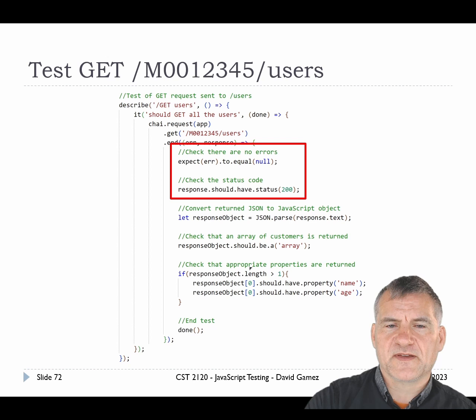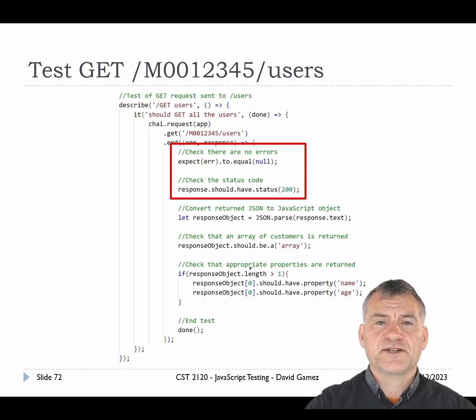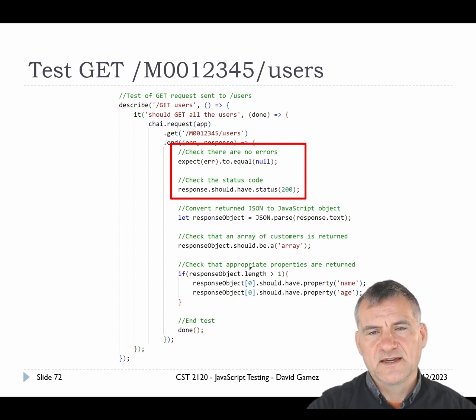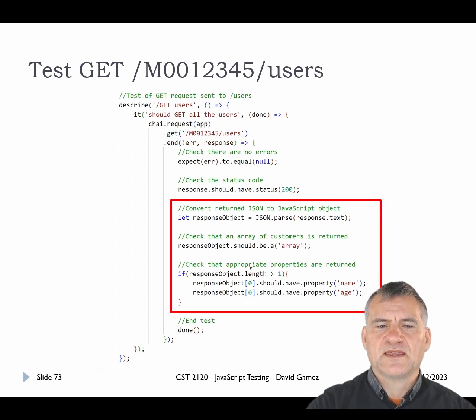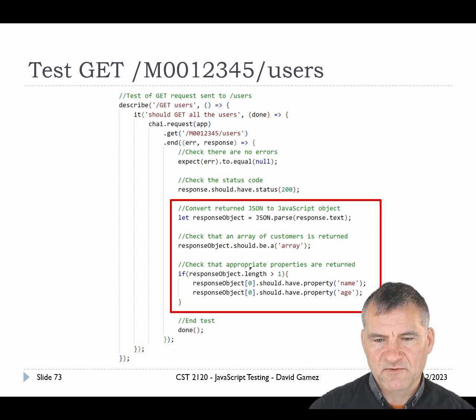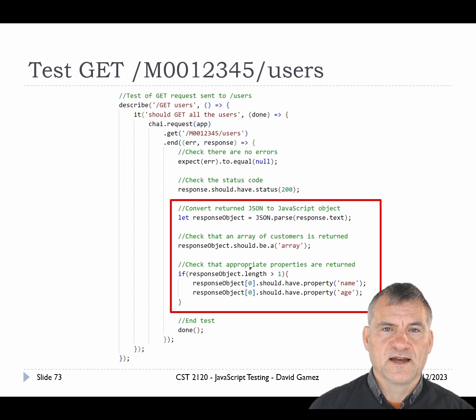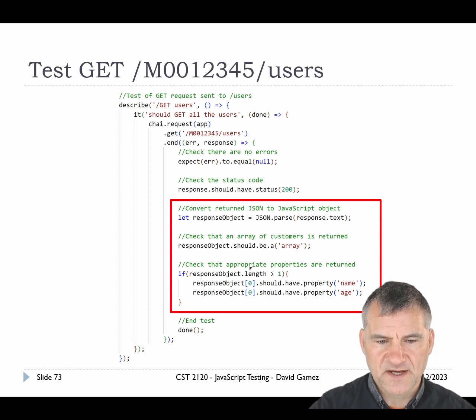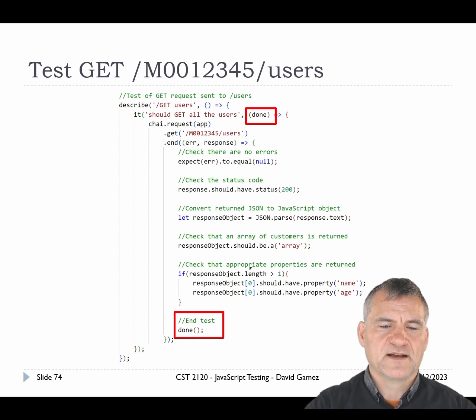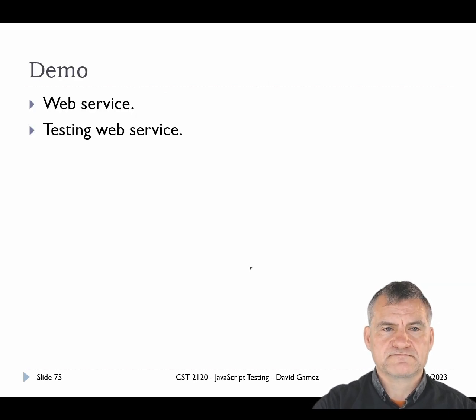And then we can make assertions to make sure, well, okay, there's no error set, and the response has a status of 200. Then we can make other assertions. We get the response object and make assertions similar to the database test, saying that what comes back from the web service should contain an array of objects, and each one should have a name and an age field, yeah? And just the same as the other tests, when the test is done, we call the callback function done to tell Mocha that the test is finished.